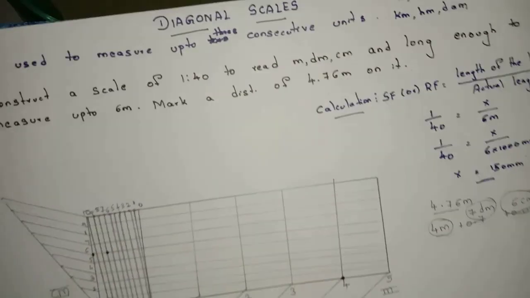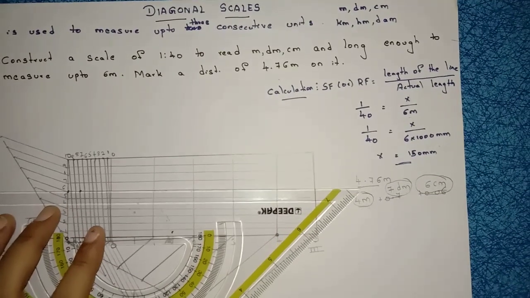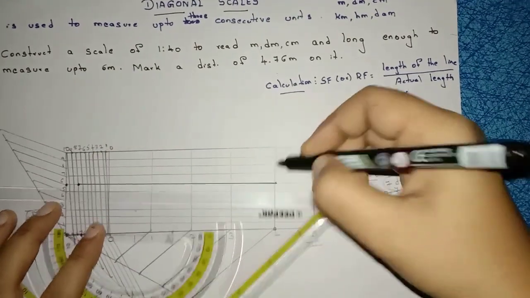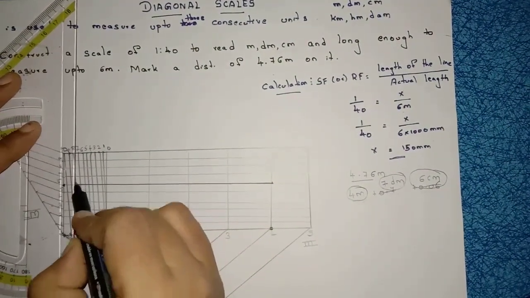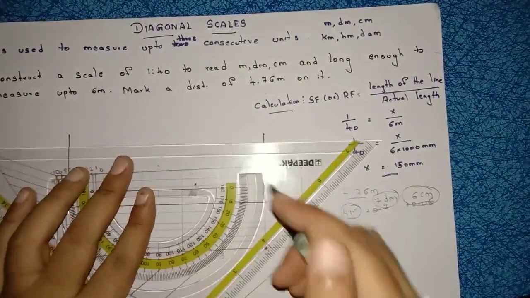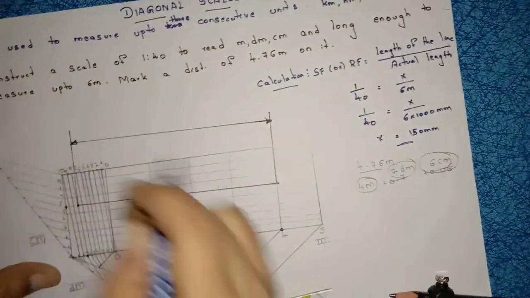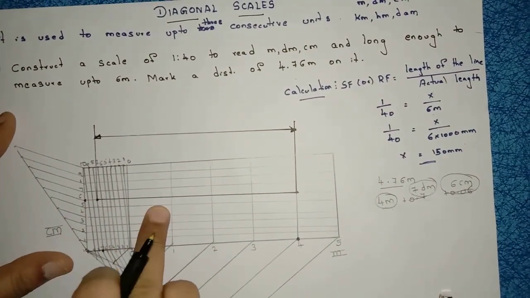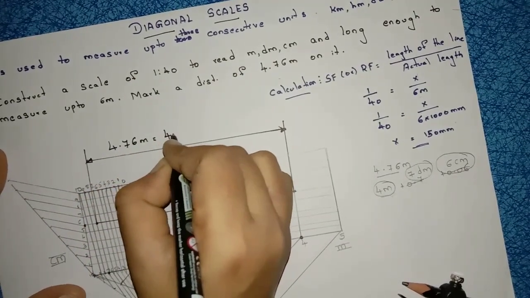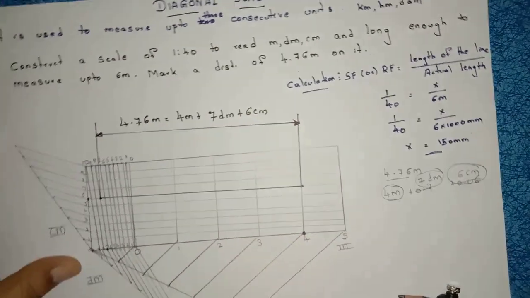Right? So from this, draw a line. Right? Draw the dimensional line. It should be in straight manner. Draw the dimensional extension line. Right? Draw the dimensional line. Closed and filled arrow marks. See 4, 7, 6. Write down here 4.76 meters equal to 4 meters plus 7 decimeters plus 6 centimeters.